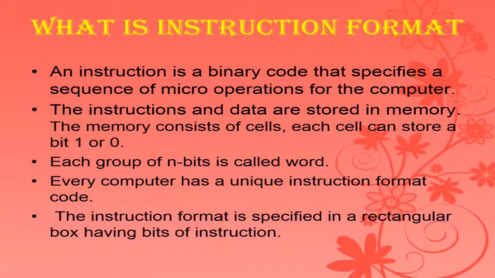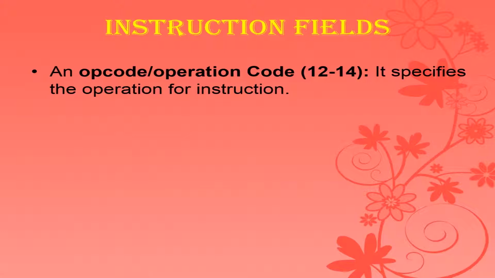The control unit of the CPU, or central processing unit, initiates control signals to process each instruction code. The instruction format is specified in a rectangular box having the bits of the instruction. These bits of instruction are divided into groups called fields. The fields are an opcode, or operation code, bits 12 to 14. It specifies the operation for the instruction.